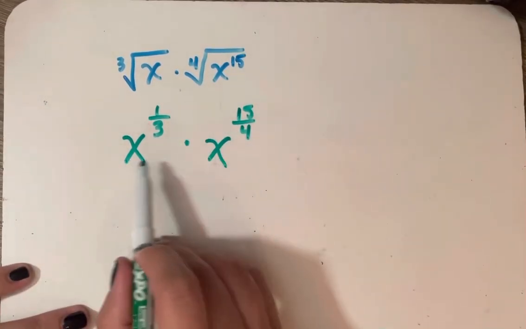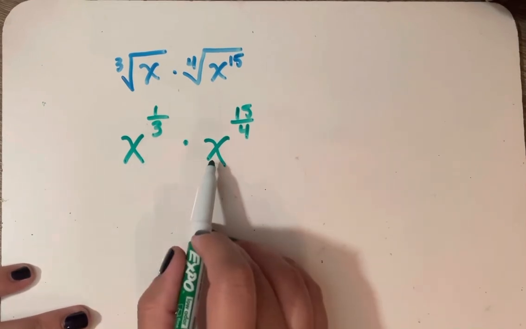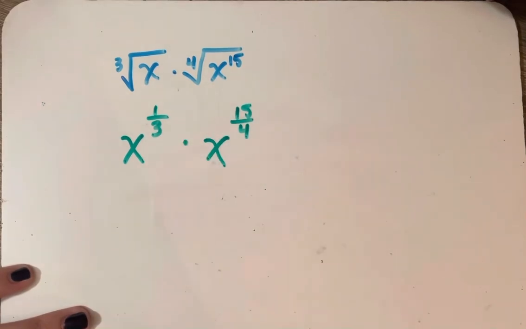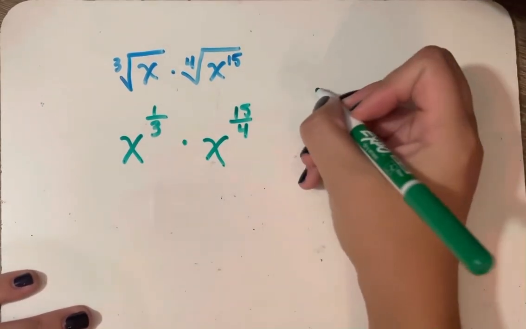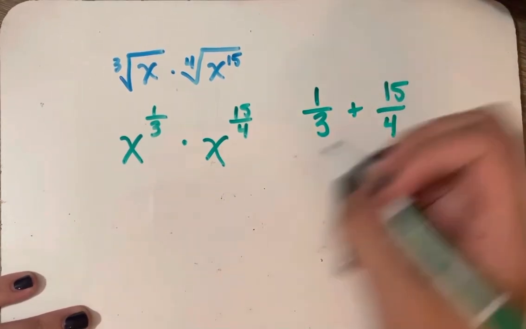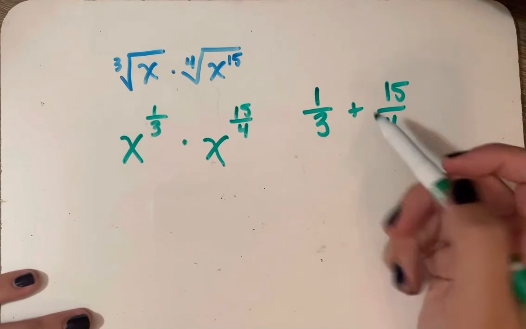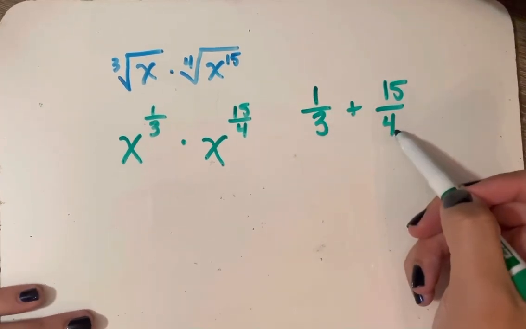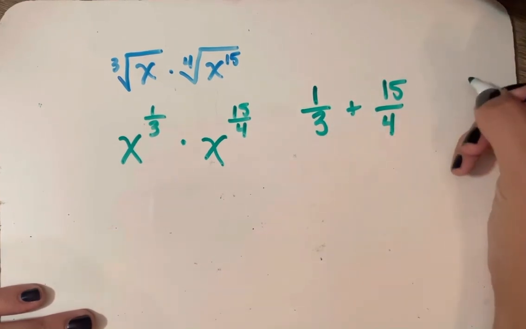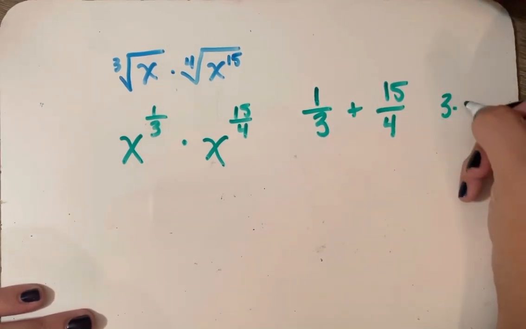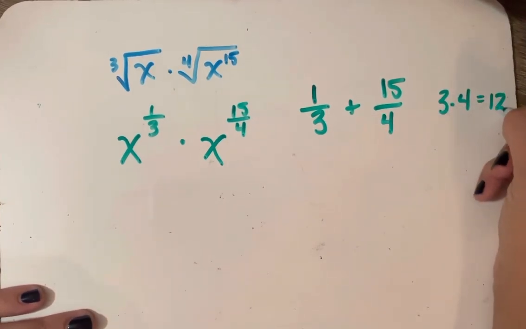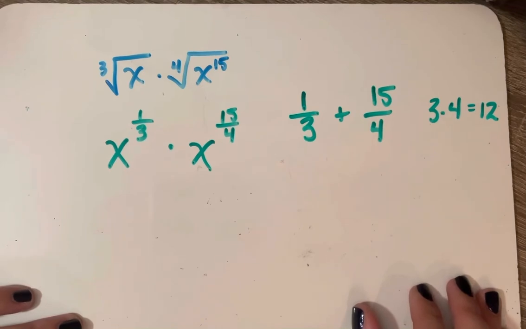So now I'm multiplying two of the same variable, but they have different exponents. So my rule here with these exponents is that I need to add them. So since I have fractional exponents, in order to add them, I need to come up with a common denominator. So 3 and 4 are my two denominators. 3 is a prime number, so that tells me that I'm probably going to need to multiply the denominators together to find my least common denominator, which is 12.